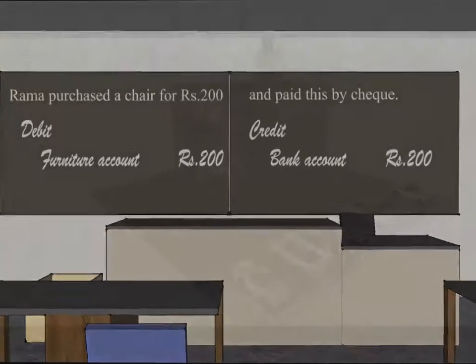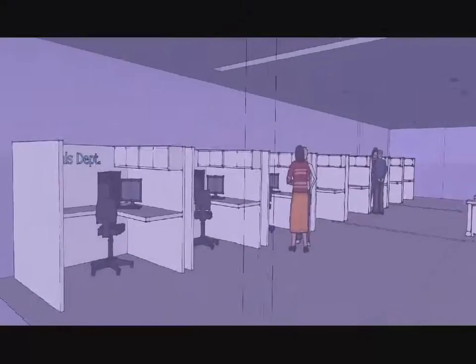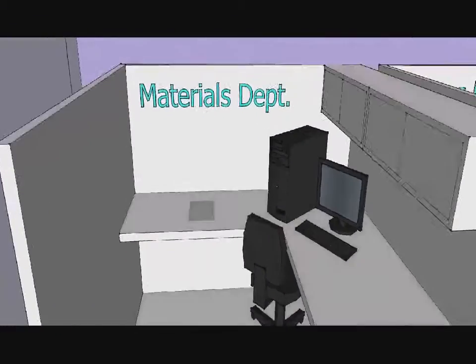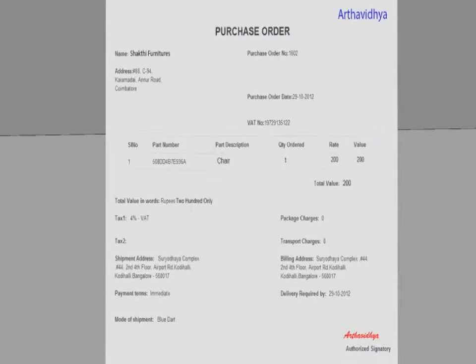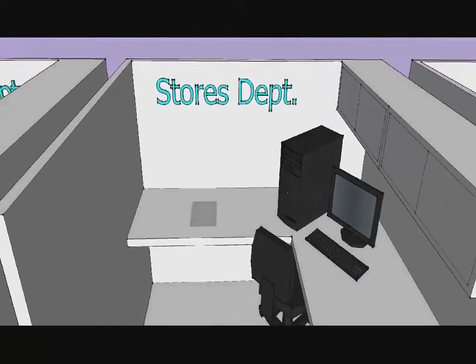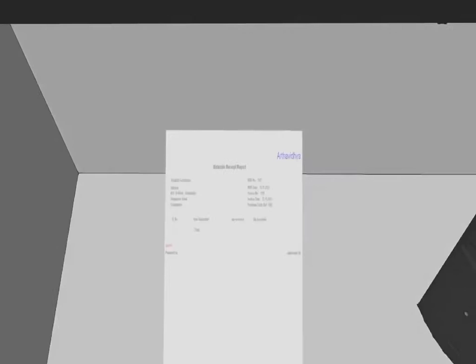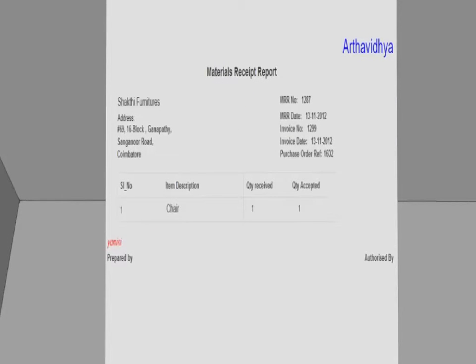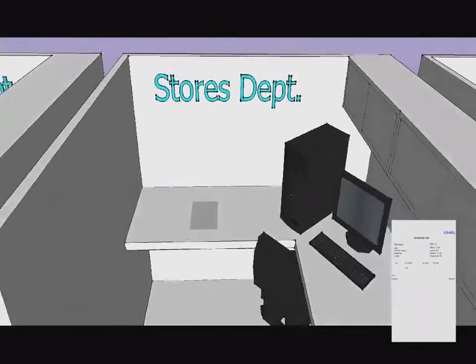Now let us evaluate the same transaction from a corporate perspective. The materials department in the corporate office prepares a purchase order on, say, Shakti Furniture for the supply of a chair. Shakti Furniture sends the chair to the organization. It is received by the stores department or the administration department, which in turn raises a document called the materials receipt report.